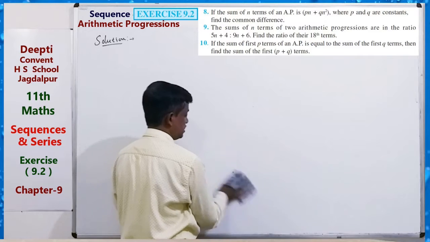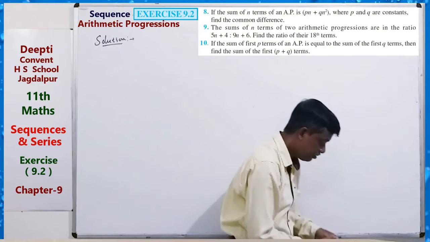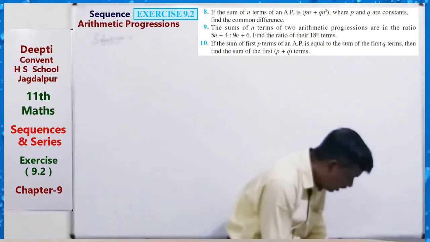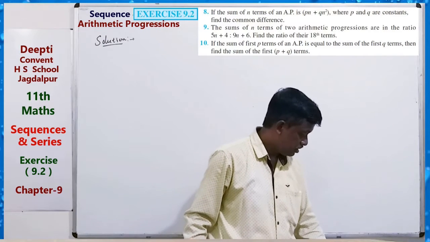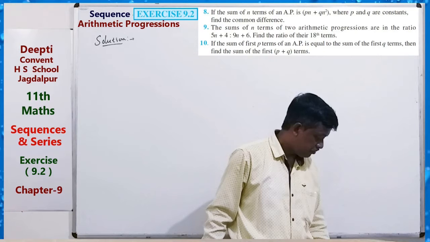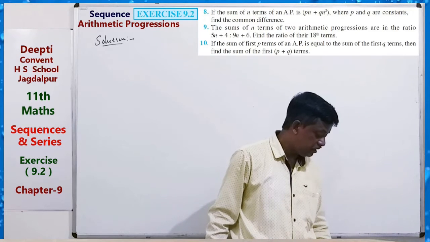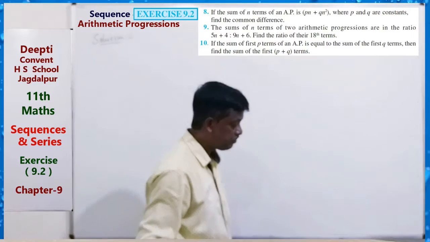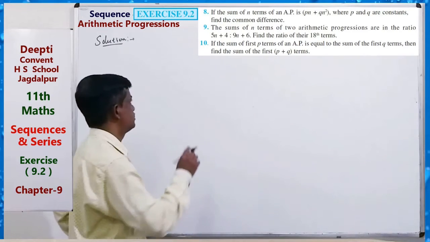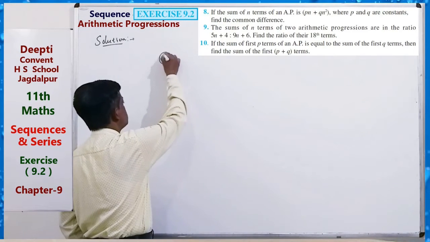Here, what is written? Sum of n terms of two arithmetic progressions, and find the ratio of their 18th terms. So first of all, what is given in question 9? The sum of n terms. In the question, what is given?